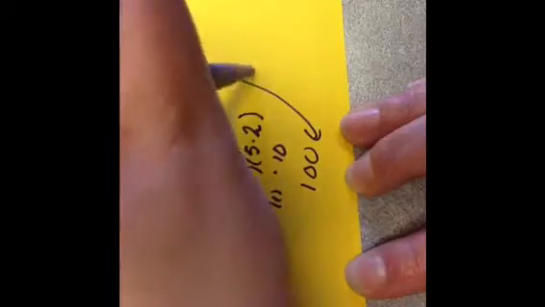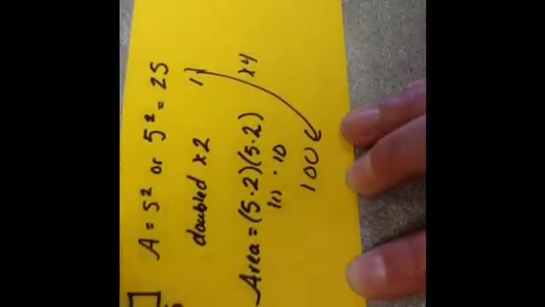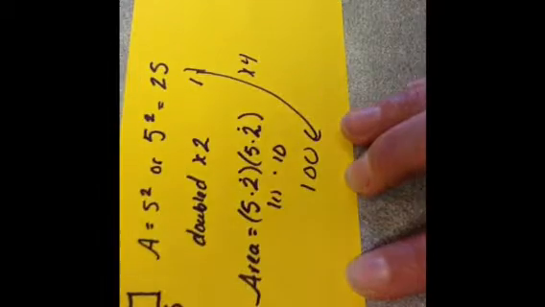If you look at the relationship between the area of the first square, which is 25, and the area of the second square, which is 100, that is times 4.